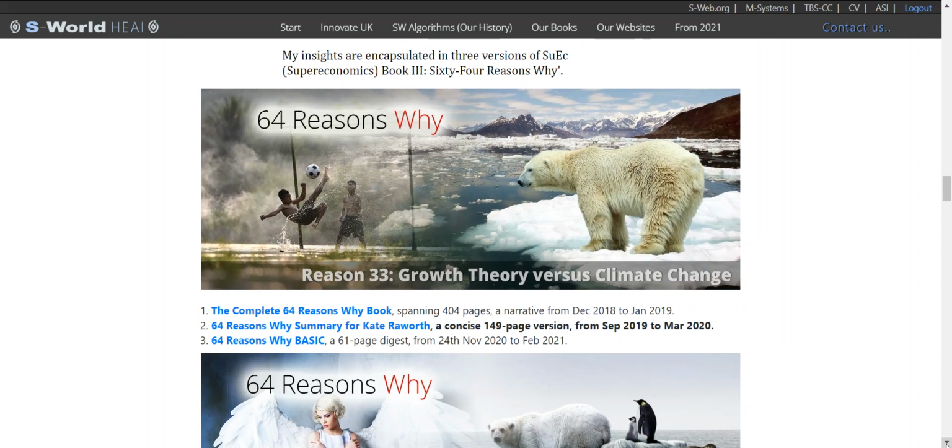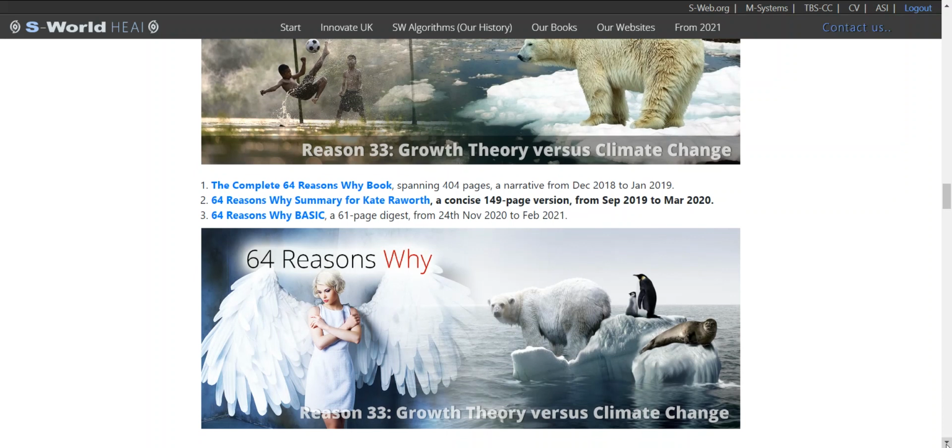64 Reasons Why are 64 special projects that would help the world, and that is how the money is spent. We'll get back to that, but for now, the main presentation, I think what we're looking to show today are these 3 books. This is 404 pages, and it's all technical, it's all good. There's a summary for Kate Raworth, also good.